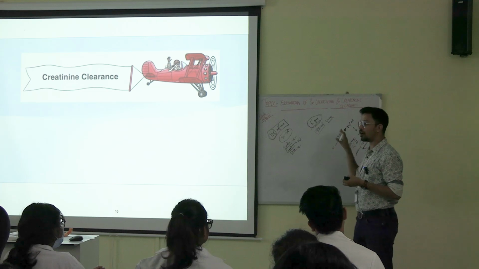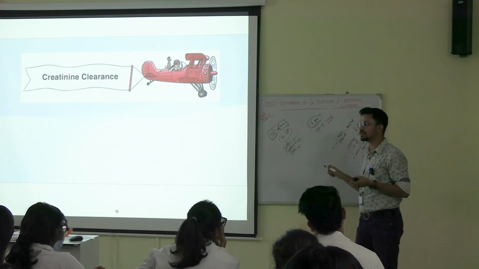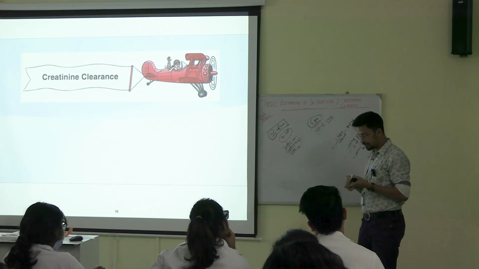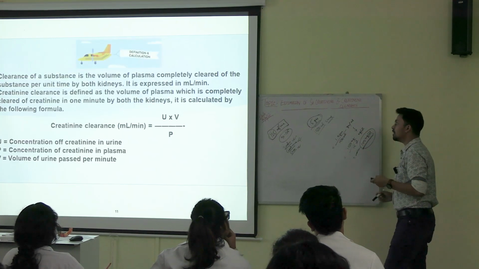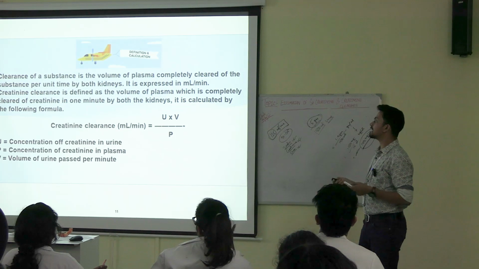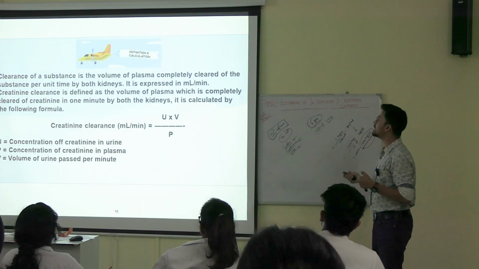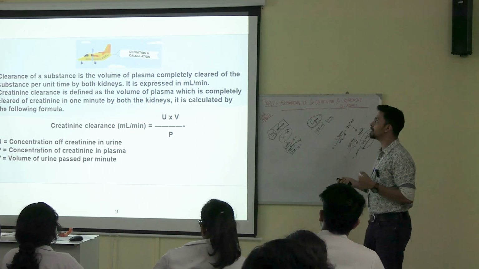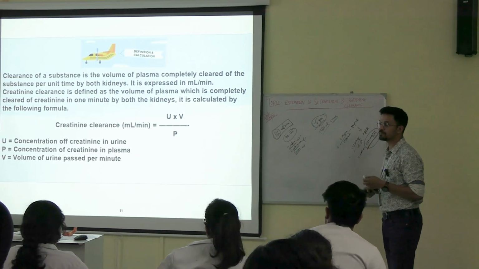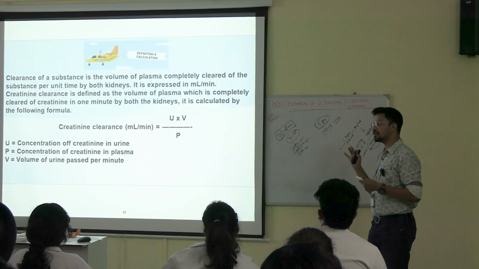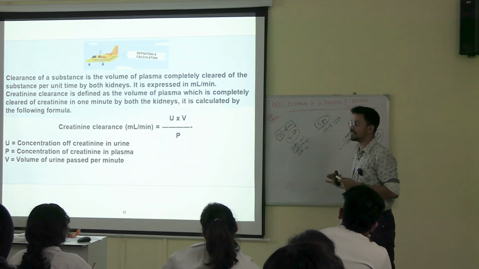So this is not the optimum for estimating the clearance or the GFR. We are using the creatinine to estimate the GFR. Fine. Okay. Now, what is the clearance? Clearance of a substance is the volume of plasma completely cleared of the substance per unit time by both the kidneys. Understood? If not, think of the beginning of my class, what I said.